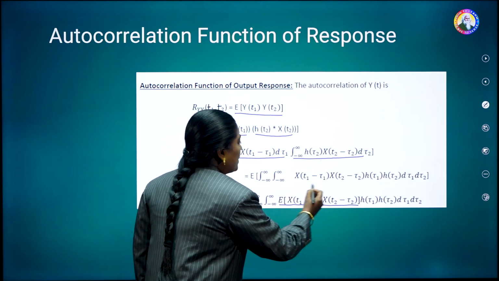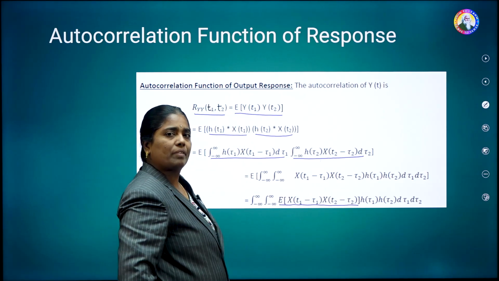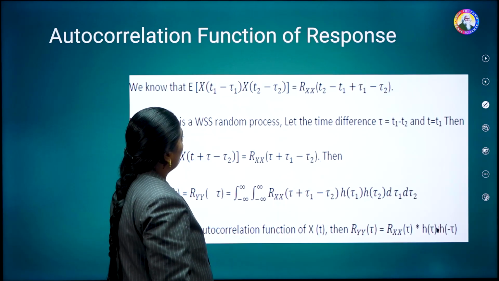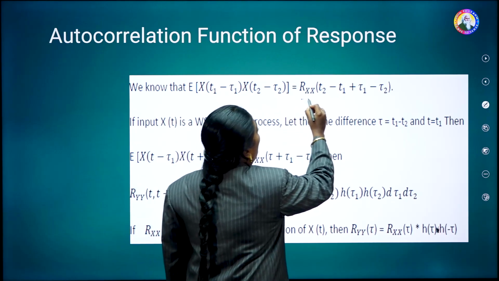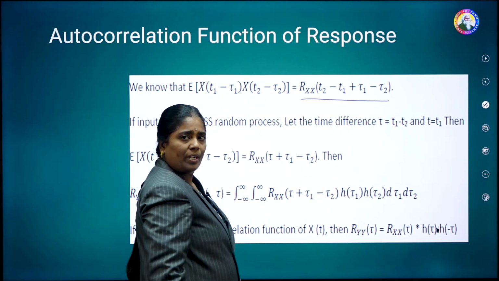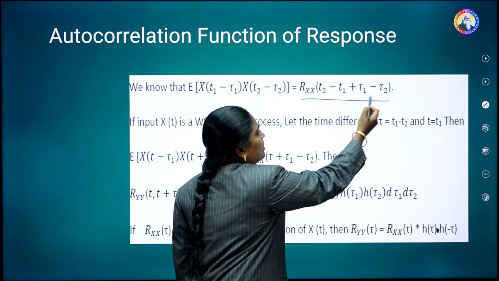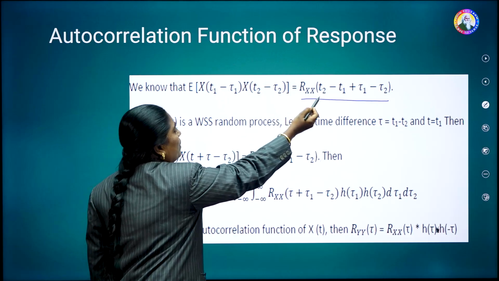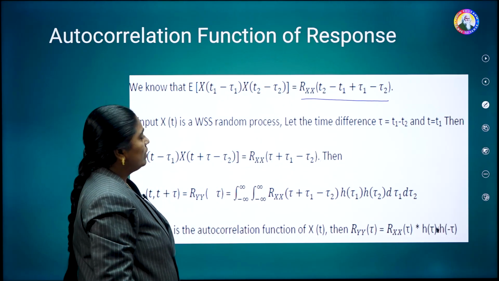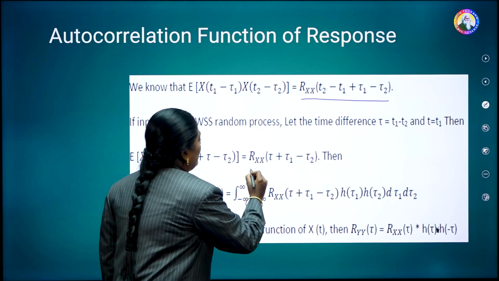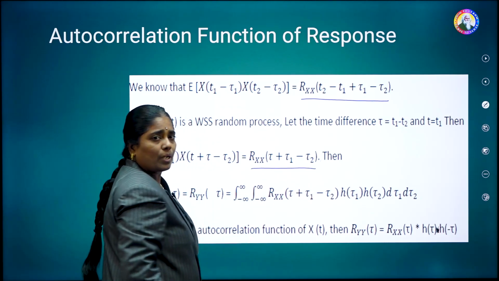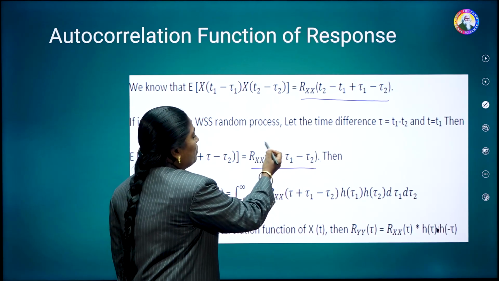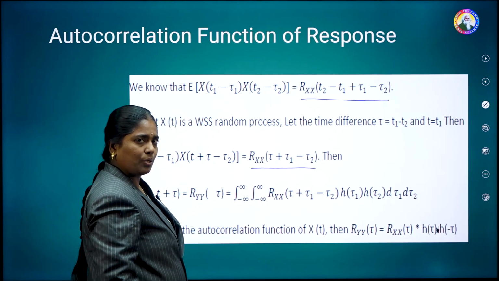Now, here you can observe this expected value of the random process at two different times t1 comma t2 can be represented simply as rxx of t2 minus t1 plus tau 1 minus tau 2. Whatever we are having here, simplified, can be written like this. Therefore, that can be simplified further as simply rxx of tau plus tau 1 minus tau 2, where tau is nothing but the difference of t1 and t2.